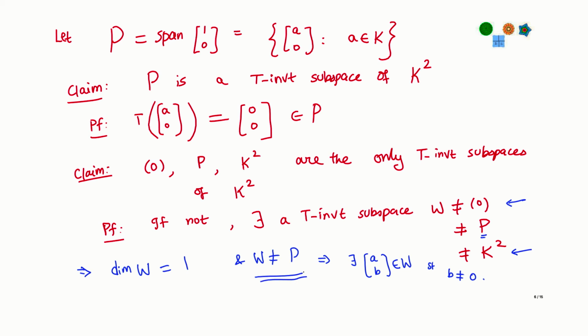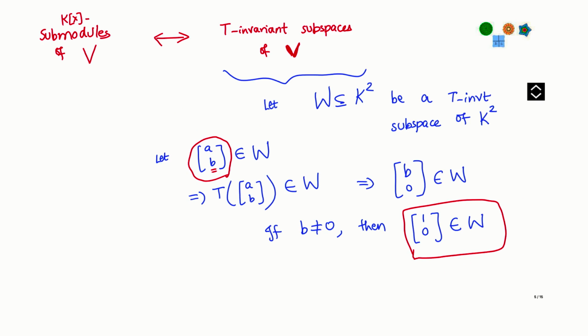Because W is not equal to P, right. If it is not P, then at least one vector in W must have a second component which is not 0. Okay. So, there is a vector in W for which its second component b is not 0, but now we just use the argument that we used right here, the previous page, which said that if b is not 0, then I conclude that (1, 0) is in W. Okay. So, let us conclude that this means that (1, 0) belongs to W.